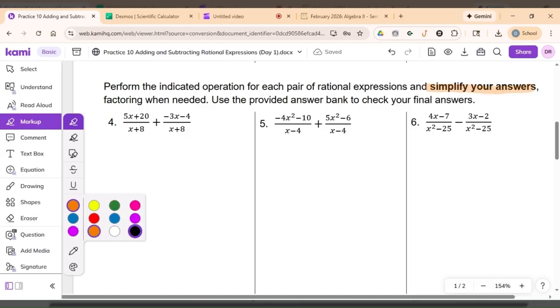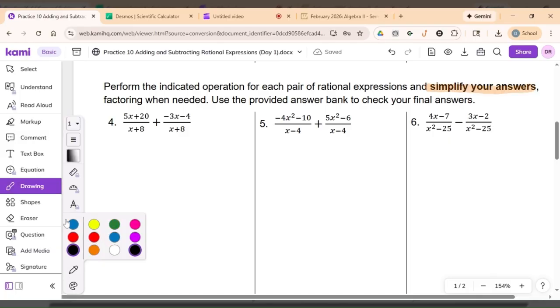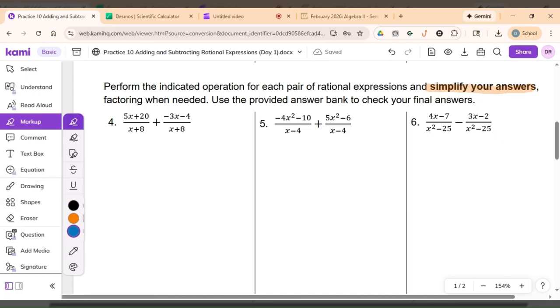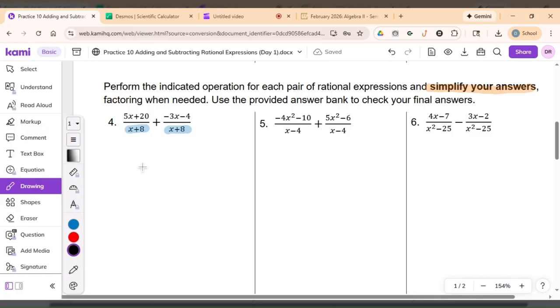So first one, you've got two fractions, both of the same denominator, x plus 8. So on these, we're allowed to bring these together, okay? So we have x plus 8 as our denominator, and then above that, we have 5x plus 20 as the first numerator, and we are adding with that a negative 3x minus 4, okay?